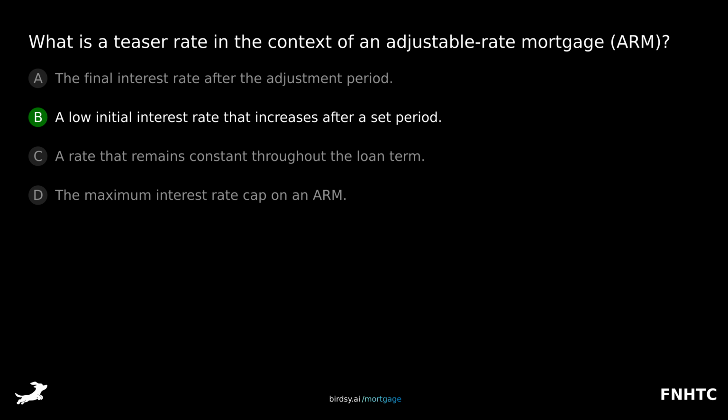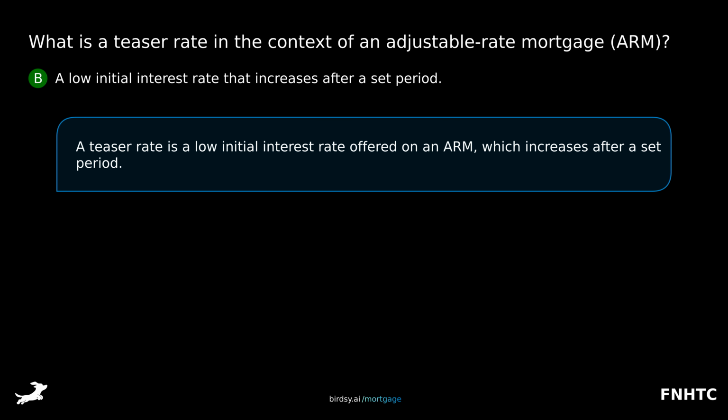The answer is B, a low initial interest rate that increases after a set period. A teaser rate is a low initial interest rate offered on an ARM which increases after a set period.